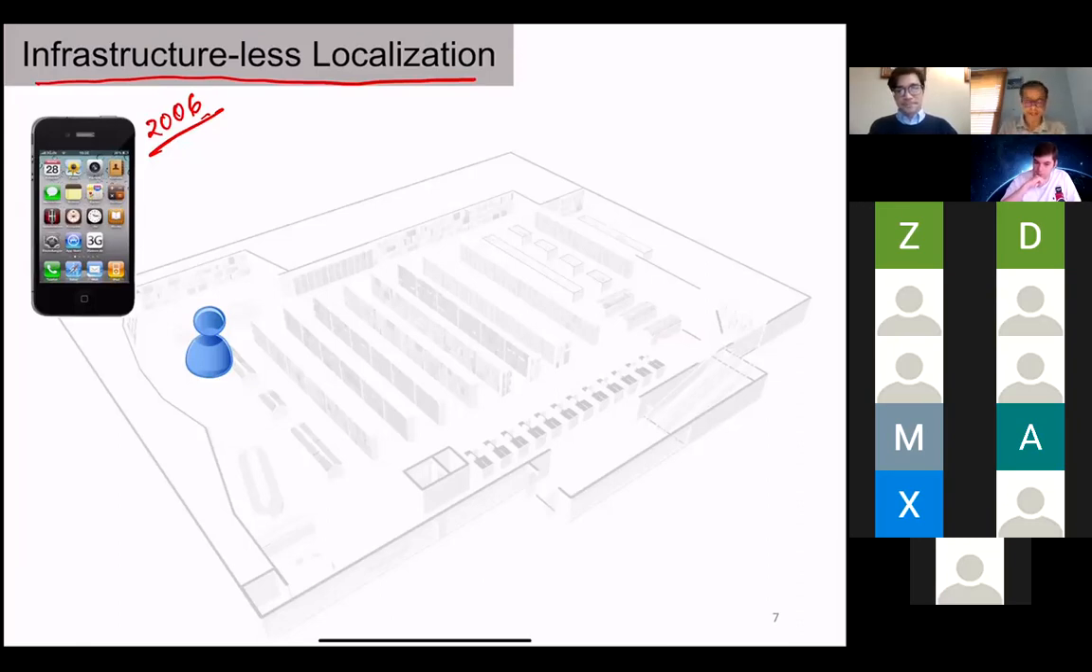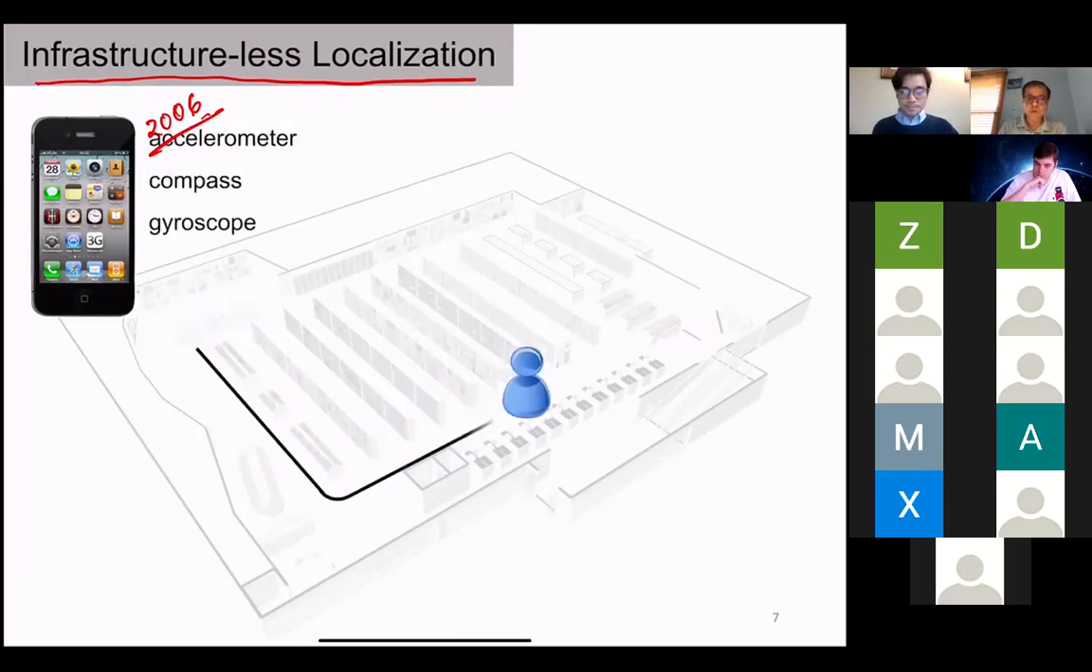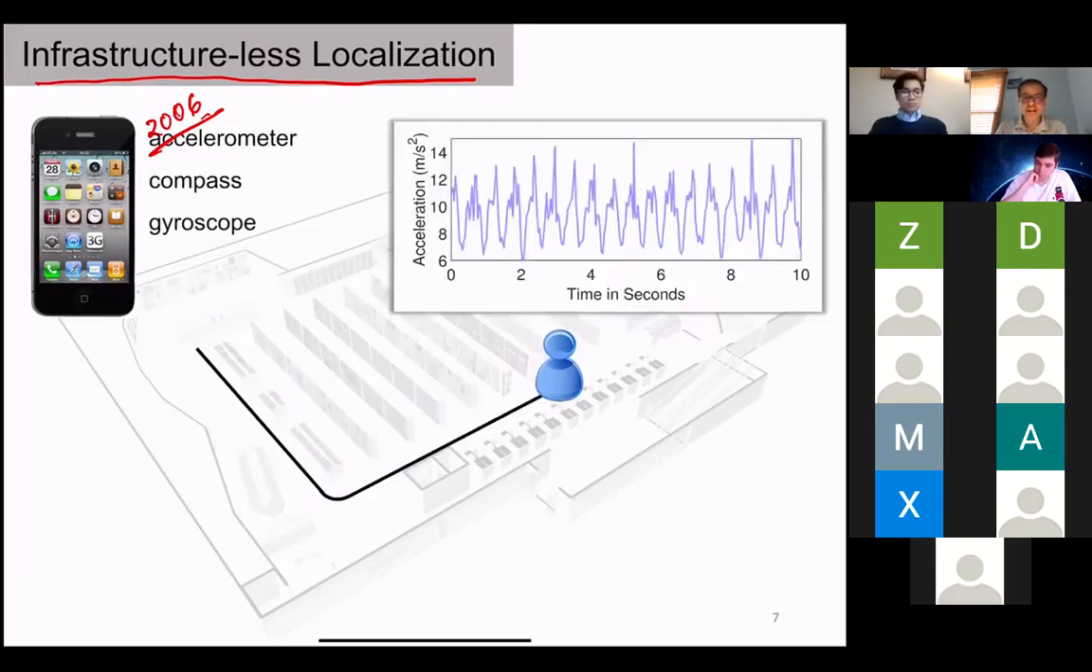Okay, here is the key idea. Phones have accelerometers, compasses, gyroscopes, and now you are walking with the phone in your hand or in your pocket. While you're walking, this is what your accelerometer data looks like. How many of you have never seen accelerometer data? Have any of you seen accelerometer data?